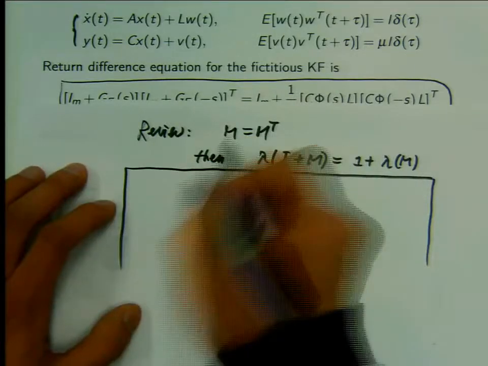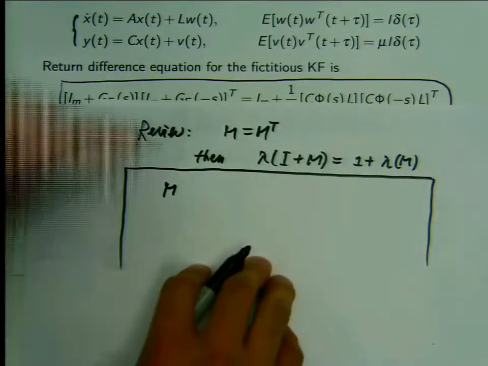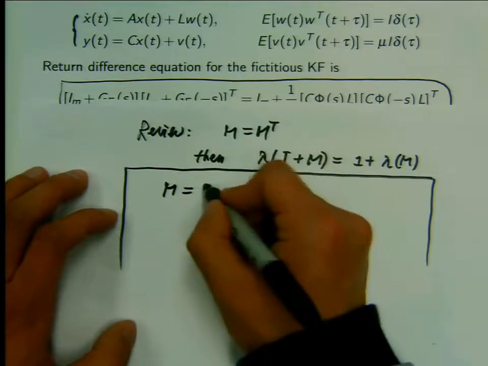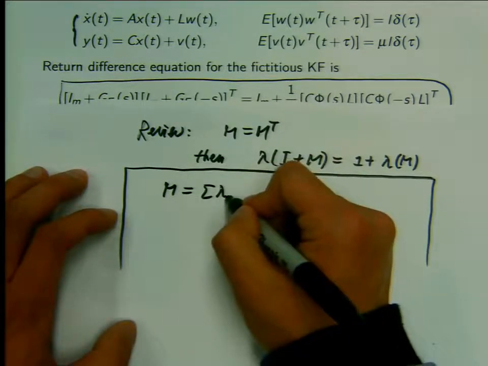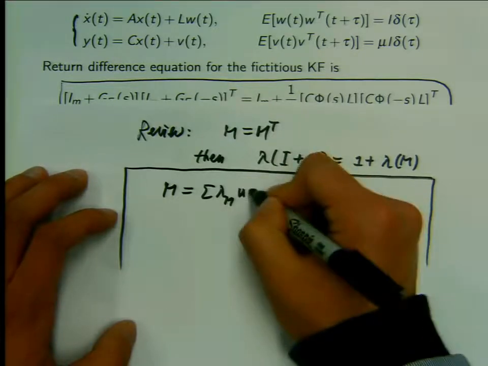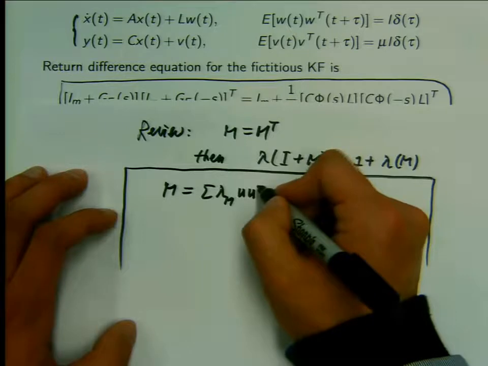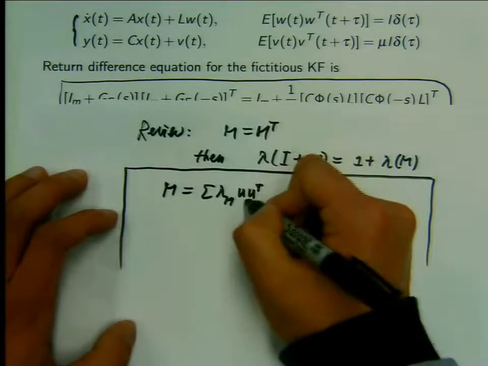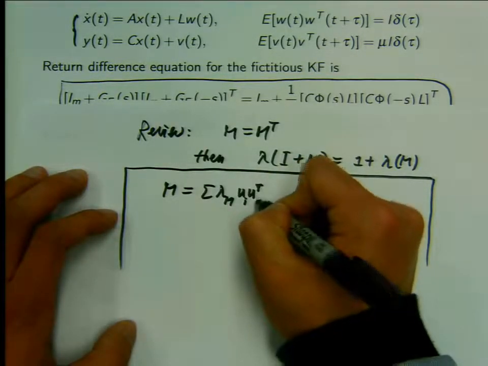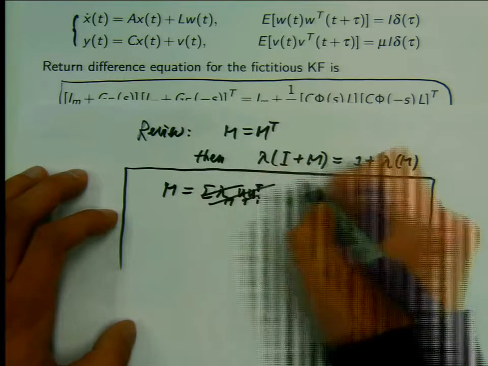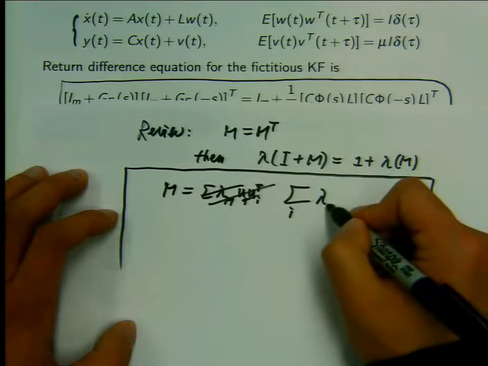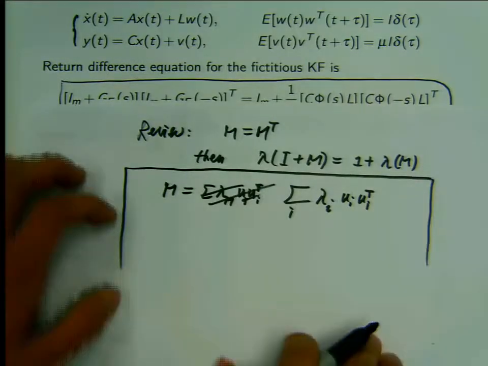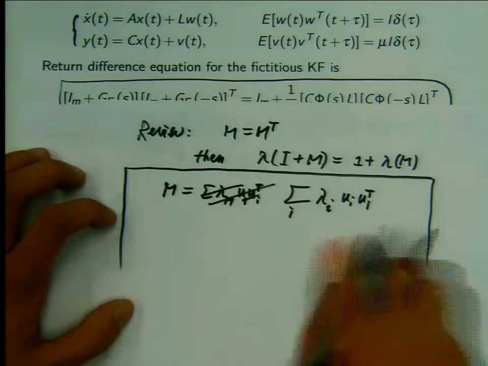So because the matrix M is symmetric, I can do symmetric eigenvalue decomposition to write down M as a summation of its eigenvalues, lambda i, times a bunch of rank 1 matrices. I will use U. Yeah, probably I can use U_i. I will rewrite it. So summation of i, lambda i, U_i U_i transpose. Okay, I can do symmetric eigenvalue decomposition.